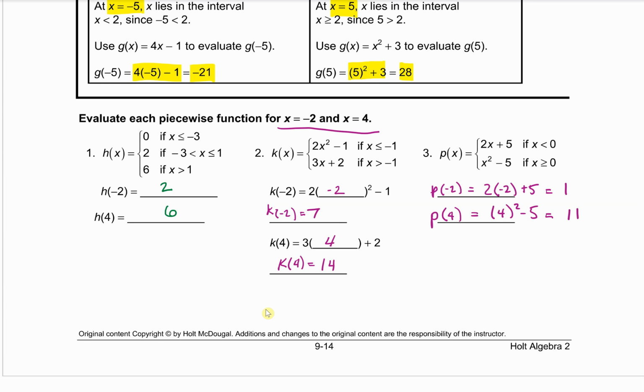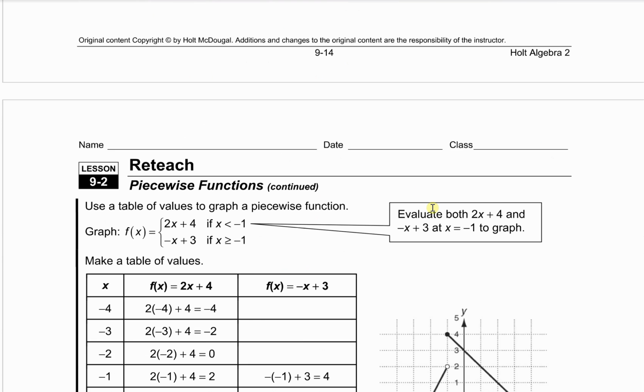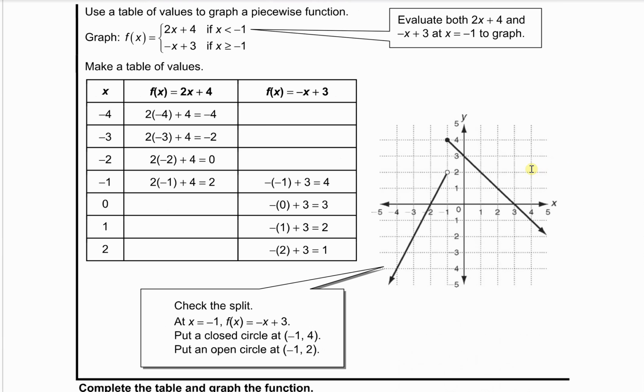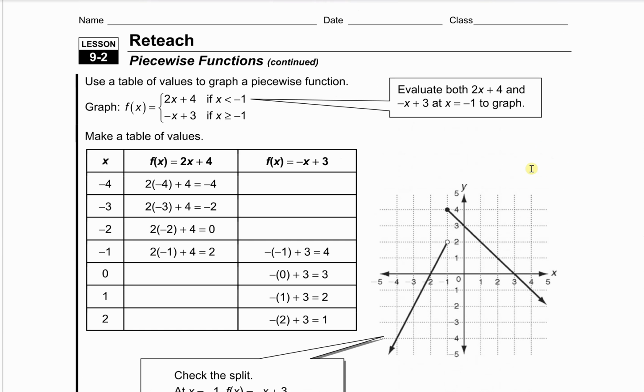So you have to figure out which interval you're working under and then use that appropriate rule to evaluate the function. How do we graph these guys? It's not that hard. If you look here, we've got this piecewise function, 2x plus 4 when x is less than 1, negative x plus 3 if x is greater than or equal to 1.